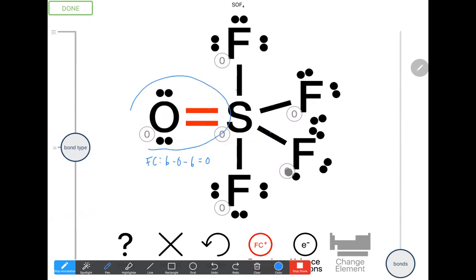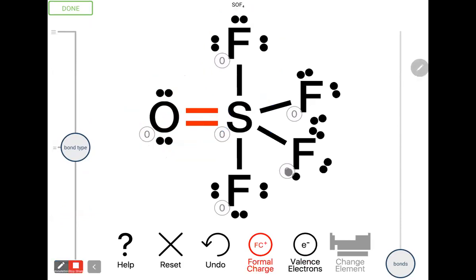Oxygen likes double bonds, fluorine likes single bonds. And so we've got 6 bonds on the sulfur. So that's kind of right. It's not typical, but that does use the right amount of valence electrons and has reduced formal charges to 0s. So let's put that in.